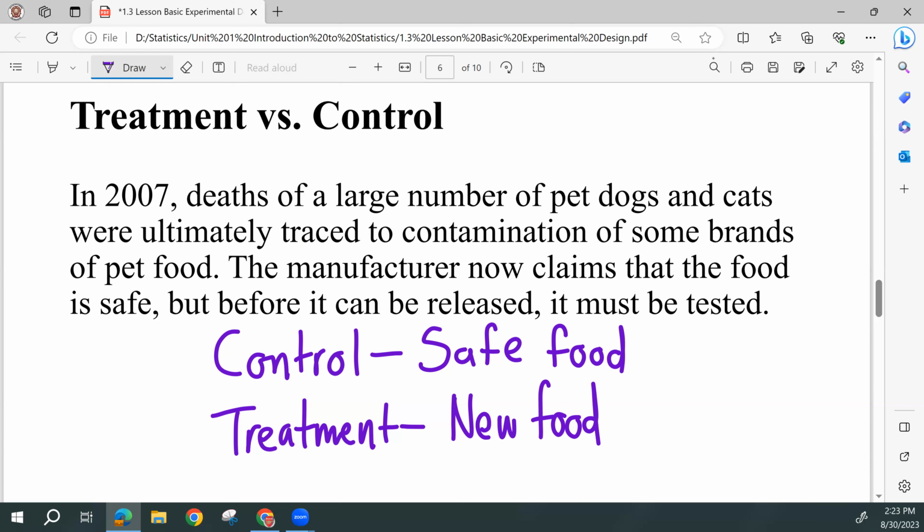We could then compare the health of the animals eating our new food to the animals eating the food that we already know and have determined was safe, to see if it in fact does provide a healthy meal for these animals.